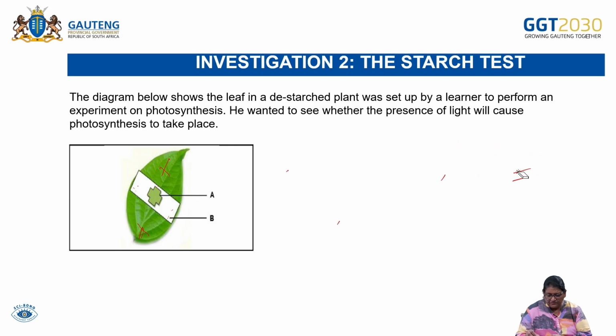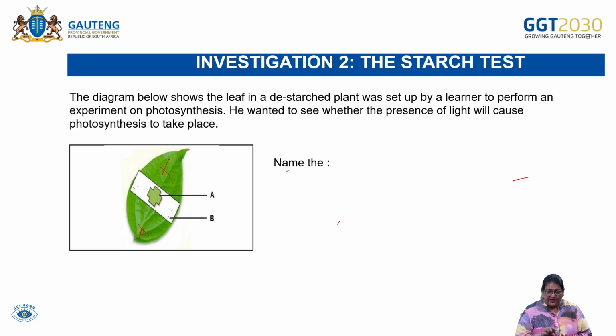So here's your experiment. The diagram below shows a leaf in a de-starched plant, set up by a learner to perform an experiment. He wanted to see whether the presence of light will cause photosynthesis. So what was his aim? To check whether light is necessary for photosynthesis. He first put the plant in a dark cupboard, de-starched it, then took it out. Now he's starting his experiment fresh.